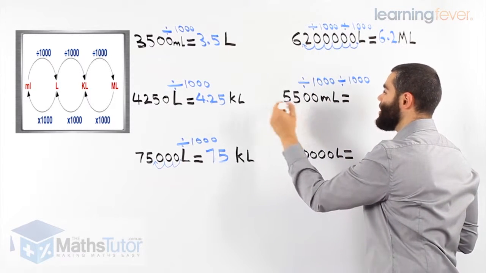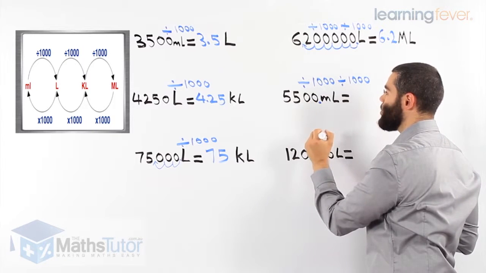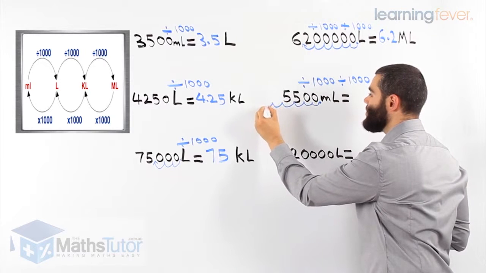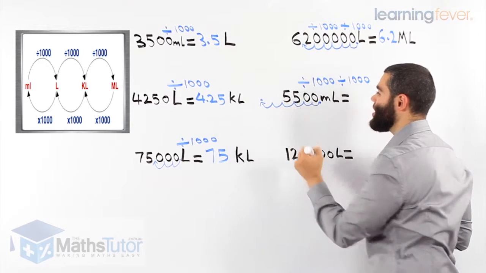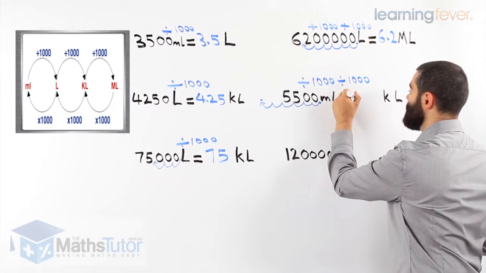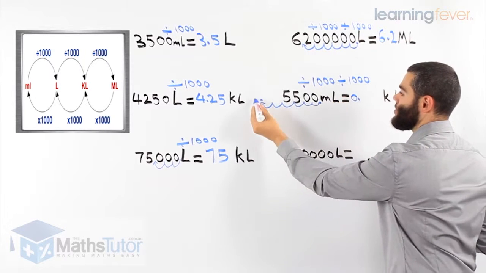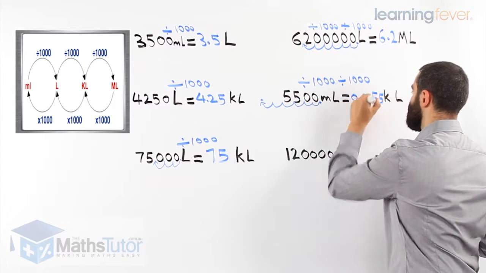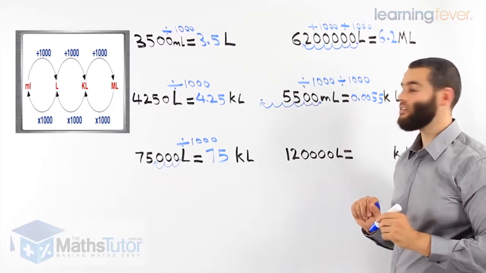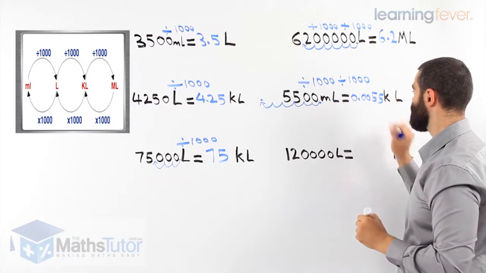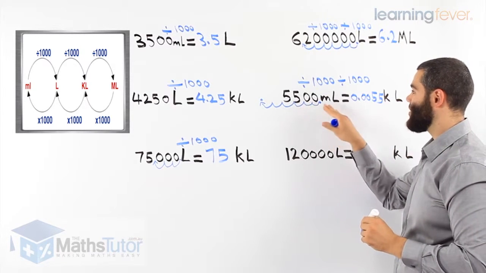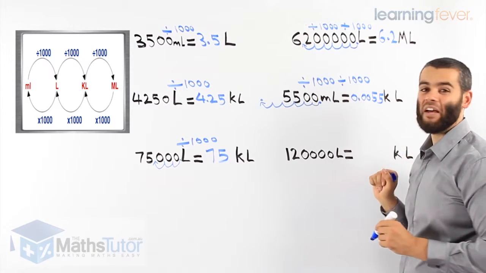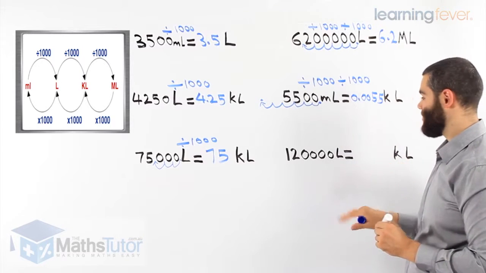You can work it out in your calculator, or our point is there, we're going back 6 times. 1, 2, 3, 4, 5, 6. So our point is going to be here, which means it's going to be 0.0055 kiloliters. It's a small number. 5,500 milliliters divided by 1,000 to go to liters, divided by another 1,000 to go to kiloliters.